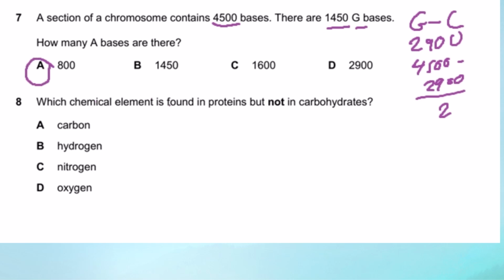Which chemical element is found in protein but not in carbohydrates? Well, carbon, yes, we have carbon in carbohydrates. Hydrogen, yes, we have that. Oxygen, we have that. Nitrogen, well, nitrogen is the one thing we'll find only in proteins.